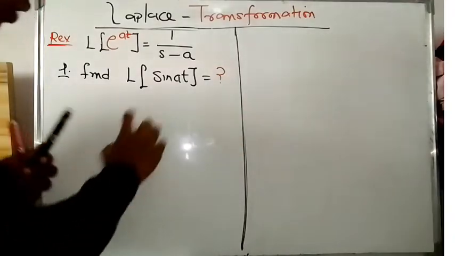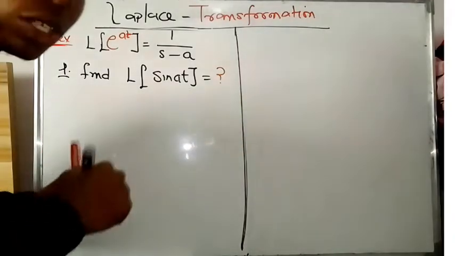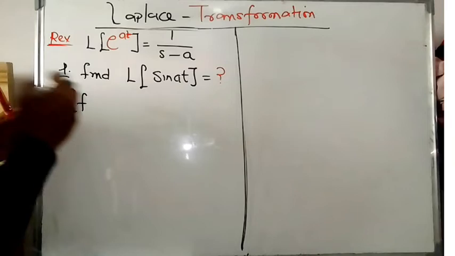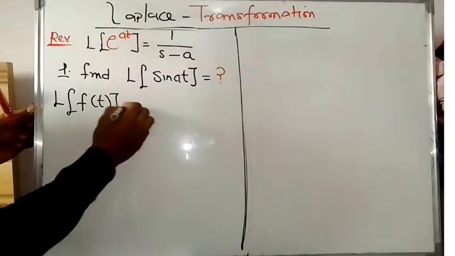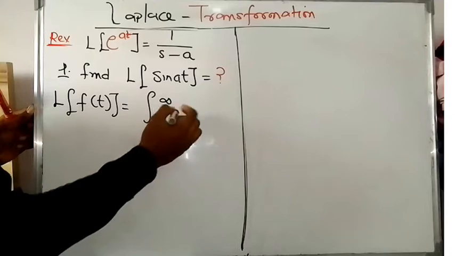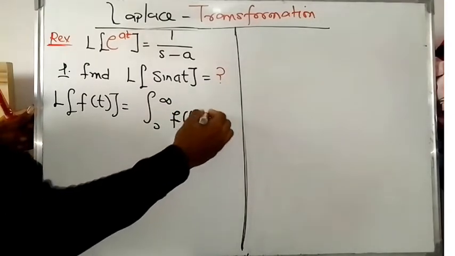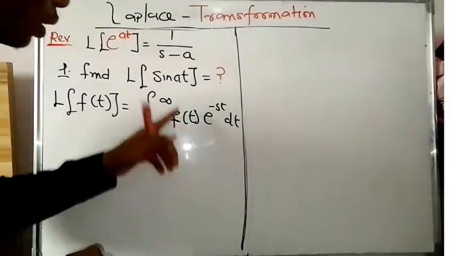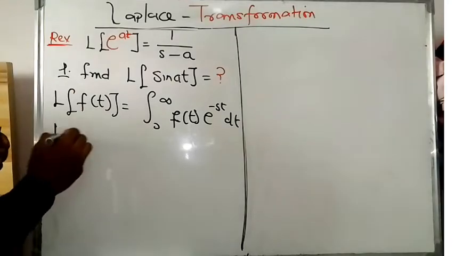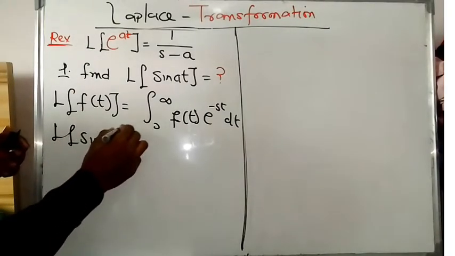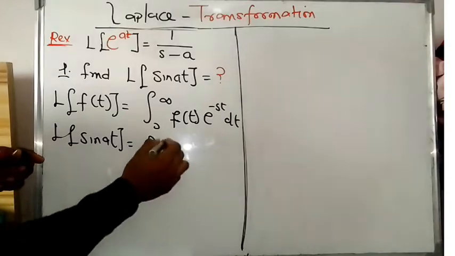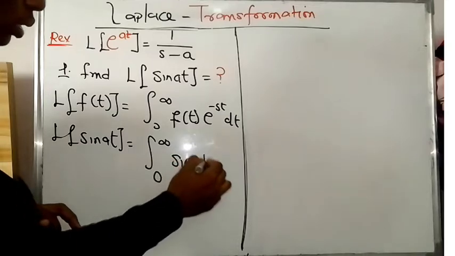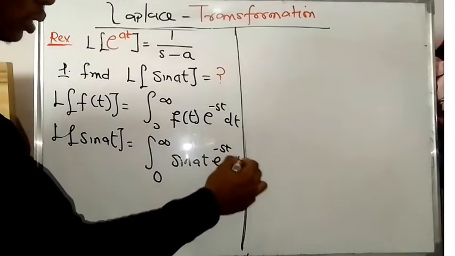Given this, we have to find the Laplace of sine at. We go back to our general expression, which says the Laplace of f(t) is equal to the integral from 0 to infinity of the function f(t) times the exponential raised to power minus st dt. We are going to substitute f(t) for sine at. So the Laplace of sine at is equal to the integral from 0 to infinity of sine at times the exponential of minus st dt.